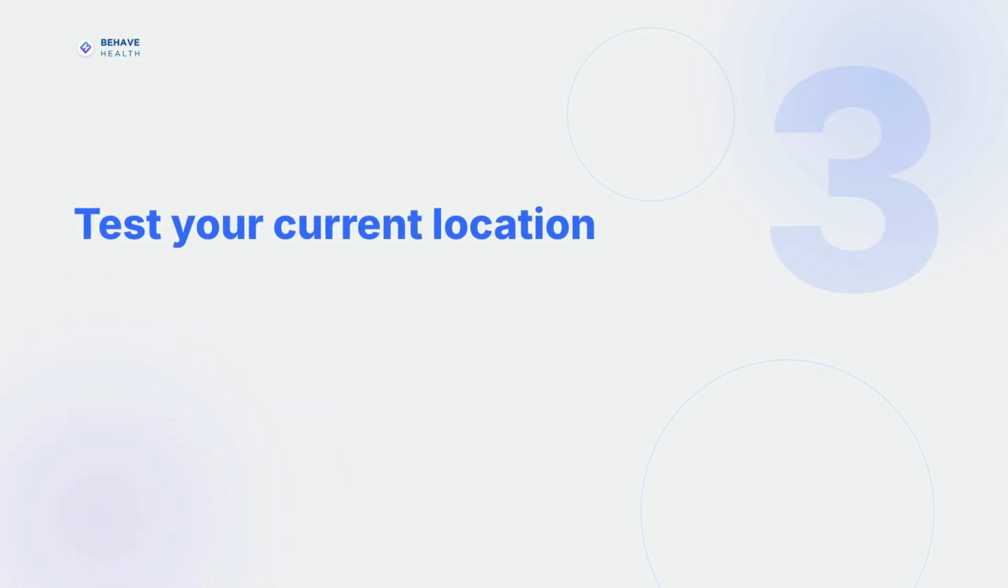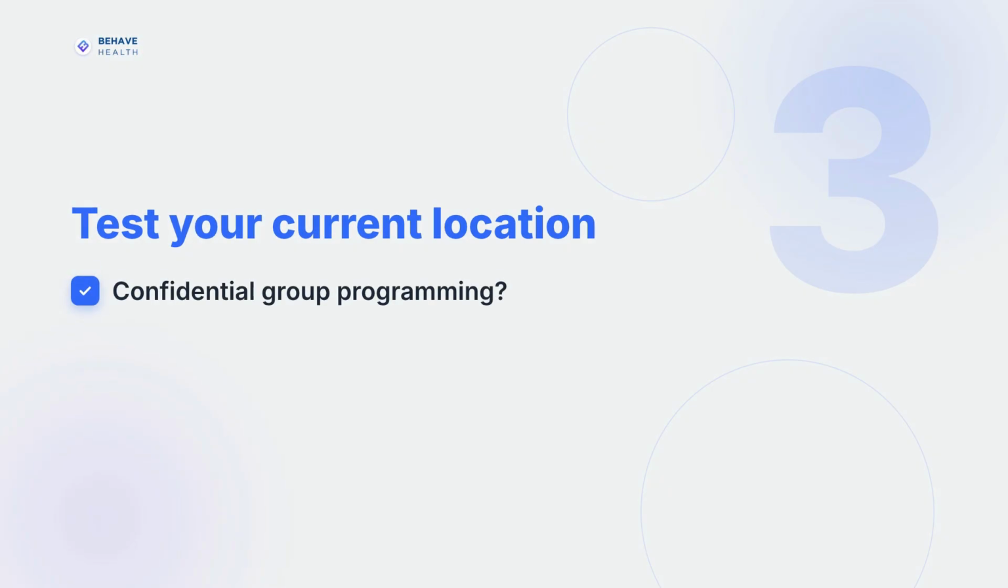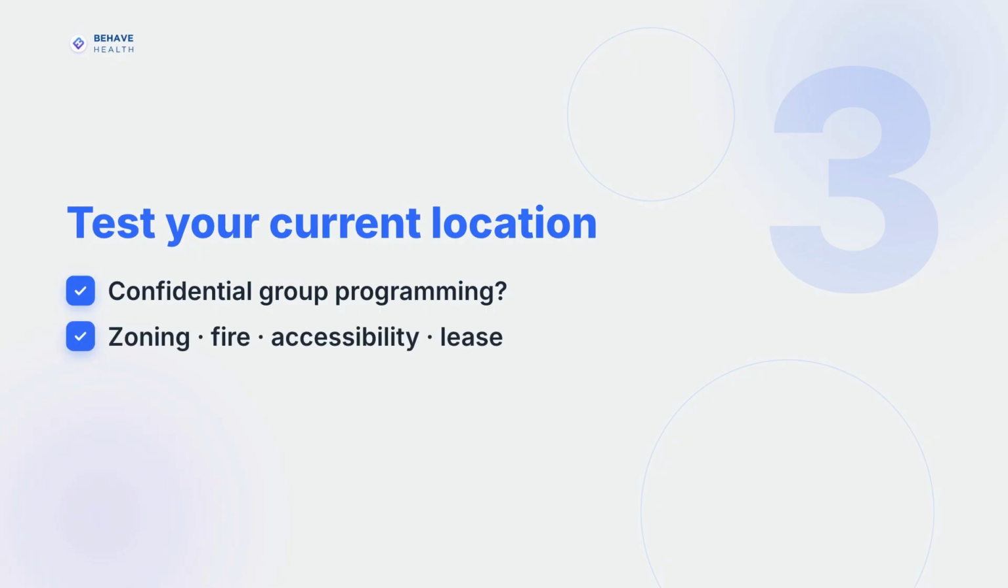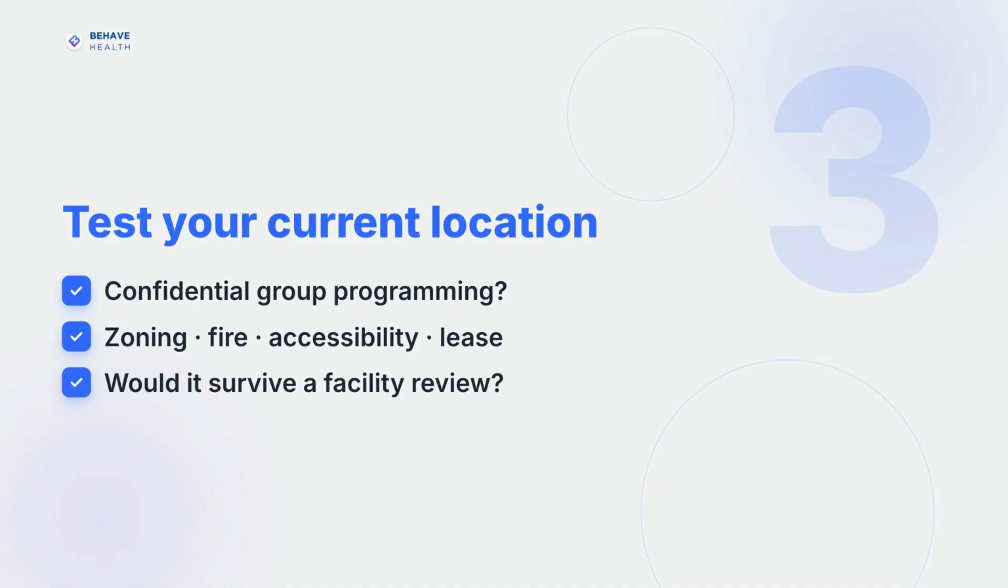Step 3. Decide whether your current therapy office can actually support the program. Can the space support confidential group programming without privacy or flow problems for existing therapy clients? Does it align with accessibility, safety, zoning, fire, lease, and supervision needs? And would the site still make sense if a facility or certification review applies, rather than ordinary office assumptions?